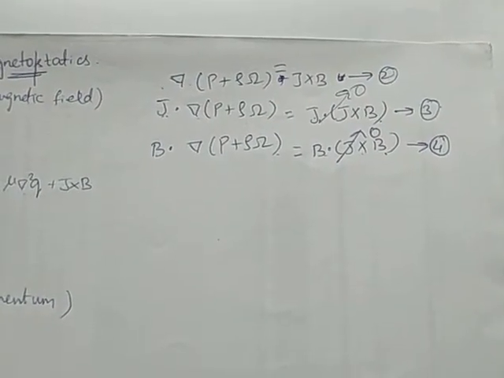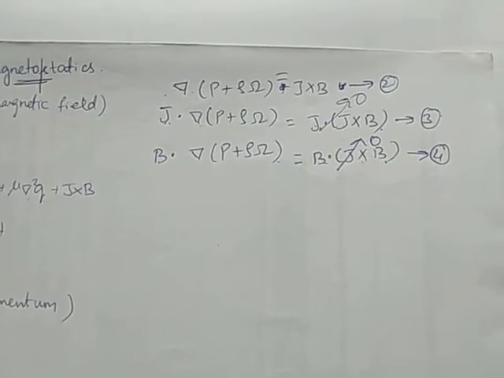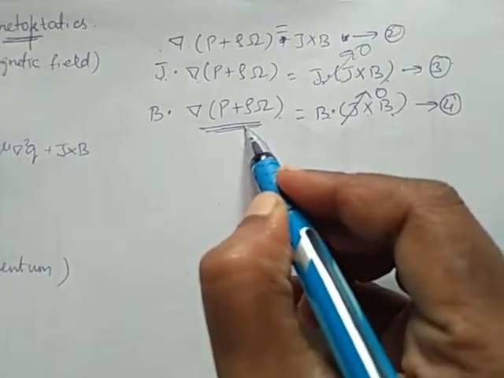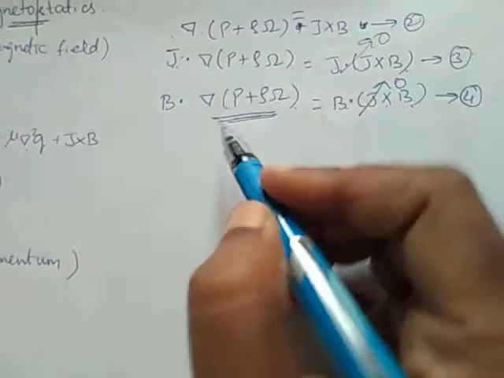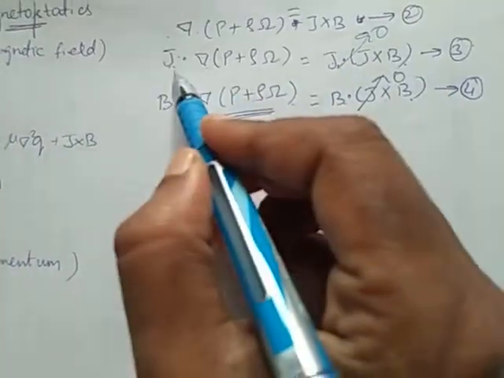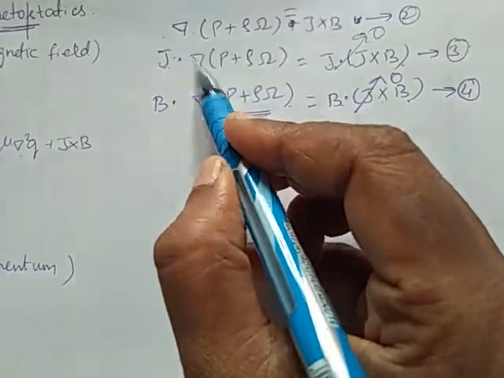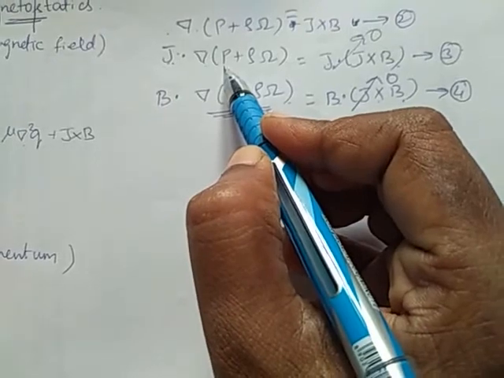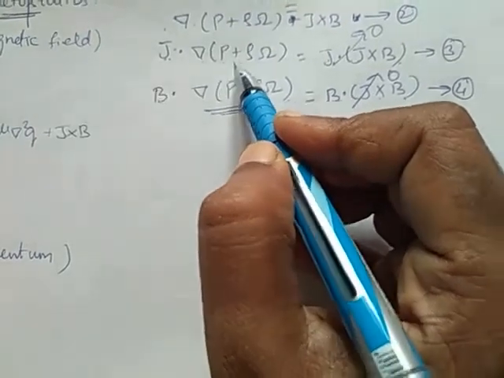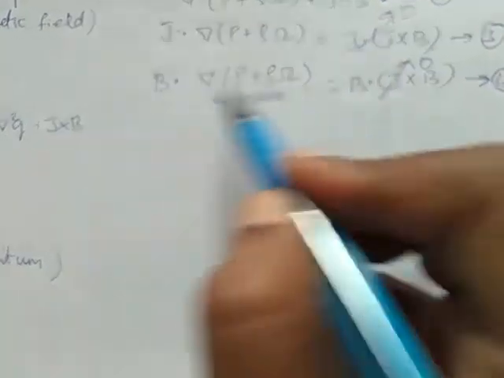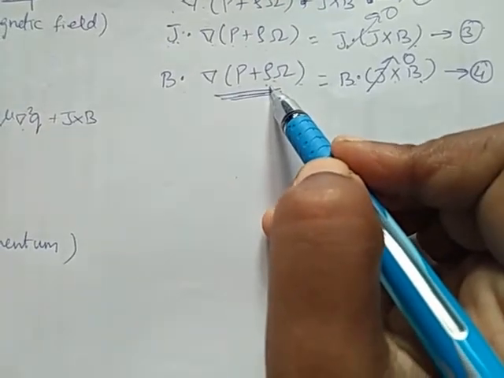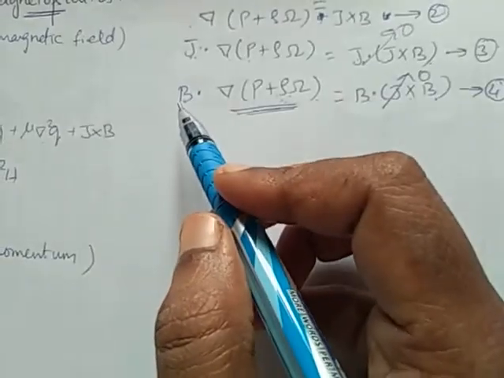From equations 3 and 4, it follows that del of (P plus rho omega) is perpendicular to J. From this equation, we can conclude that J is perpendicular to the surface del of (P plus rho omega). Similarly, from this equation, we can prove that the vector del of (P plus rho omega) is perpendicular to B. This is perpendicular to J, and this is perpendicular to B.